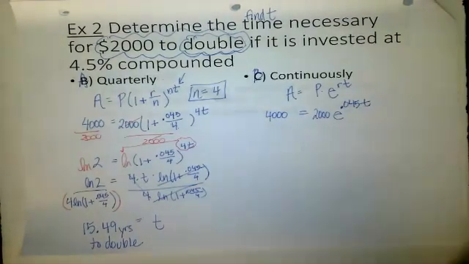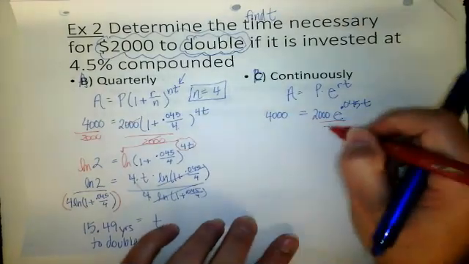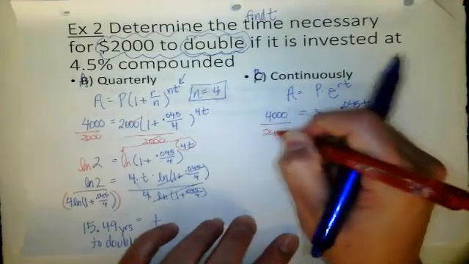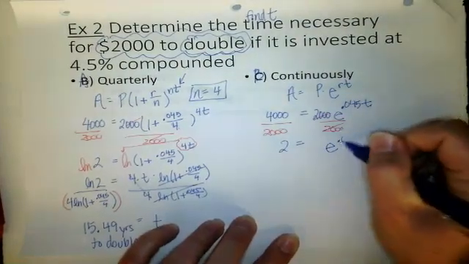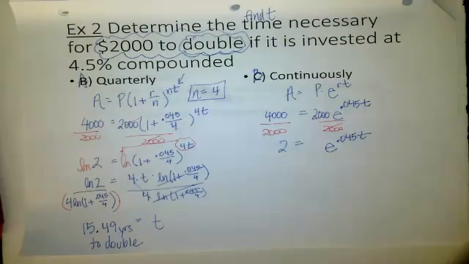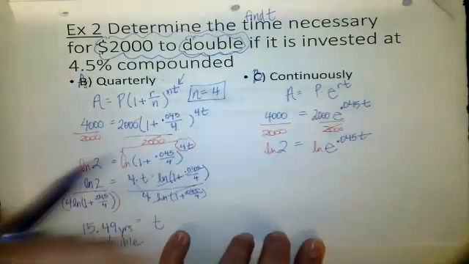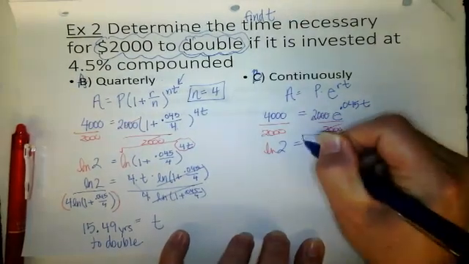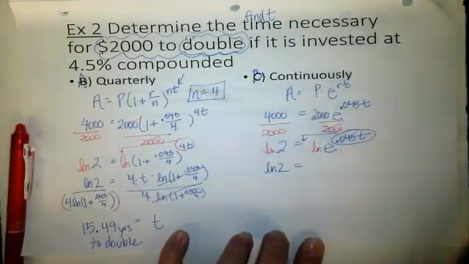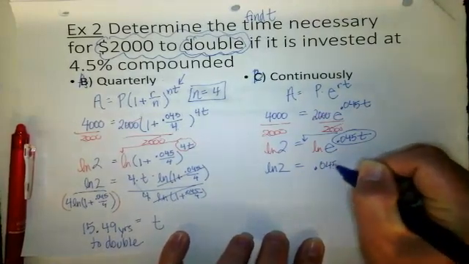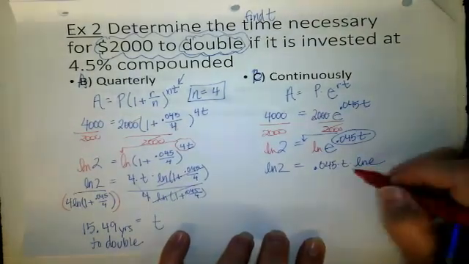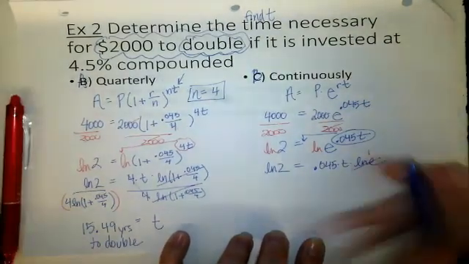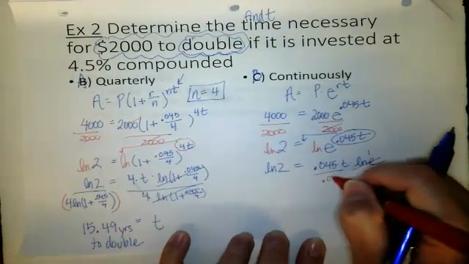Same setup. What should we do first? Divide by 2,000. Absolutely. Isolate your base. So 4,000, again, divided by 2,000 is 2. All right, what do we do next? Natural log both sides, which is going to allow my power to drop down. And I like this model so much better. 0.045 times t times the natural log of e. What happens to the natural log of e? 1. Very good. And then how do you get t by itself? Divide by 0.045.